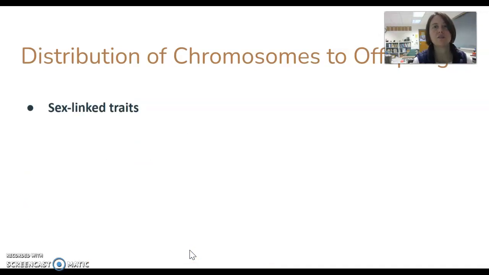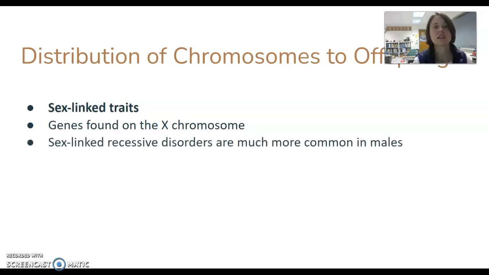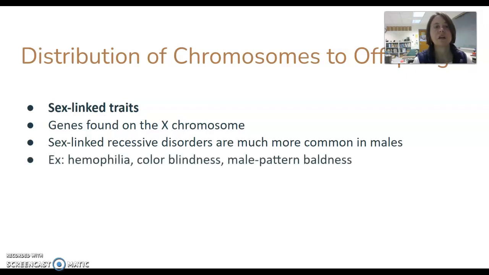So jumping into some different types of traits, there are sex-linked traits, which are found on the X chromosome. So these are alleles that are on the X chromosome. Sex-linked recessive disorders are much more common in males. And I want you to think about why males would get a recessive disorder that's found on the X chromosome much more often than females. Some examples of sex-linked traits are hemophilia, colorblindness, and male pattern baldness, which are all more common in males. There's our why question.